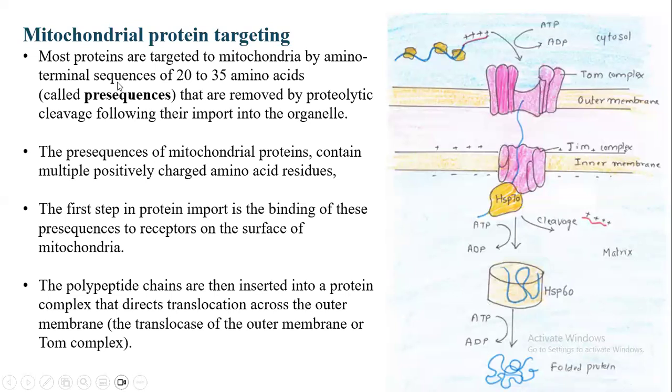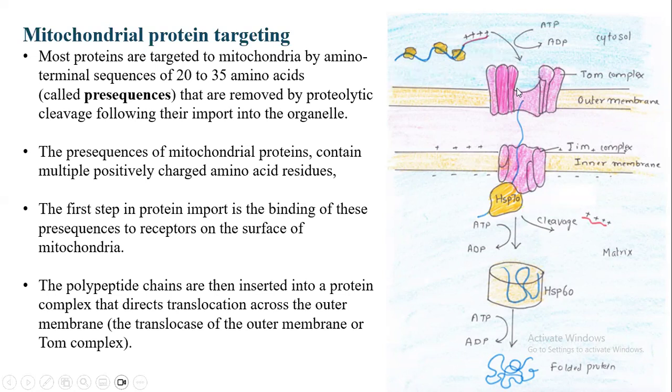So the mitochondrial protein targeting pathway can be seen diagrammatically. The proteins that are transported to the mitochondria show the presence of a pre-sequence which is about 20 to 35 amino acids in length, and it consists of positively charged amino acids. So the first step of protein import into the mitochondria is binding of the pre-sequences to the receptors that are present on the mitochondrial surface and directing them across the transporters.